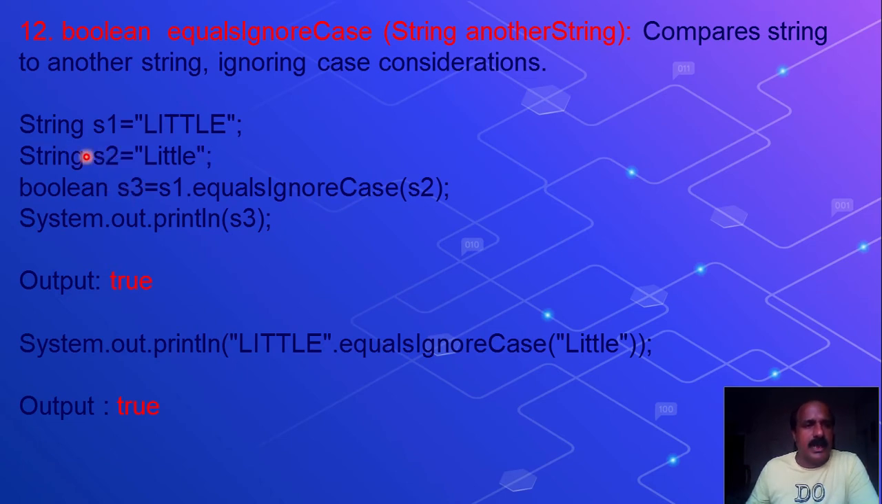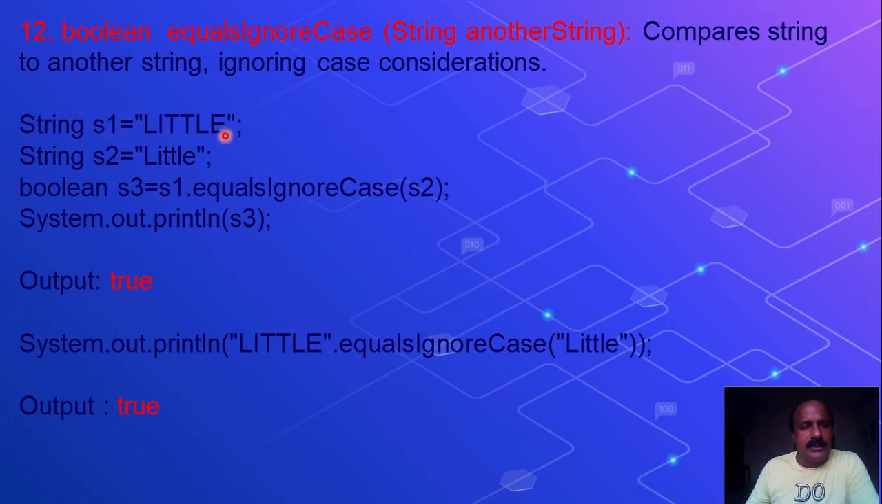S1 is "little" and S2 is "little". See, there are certain letters where the case is differing. So come to the example. S1, S2, two strings I have stored. Now I am going to compare them. boolean s3 = s1.equalsIgnoreCase(s2). So I am checking whether S1 and S2 are both same or not.